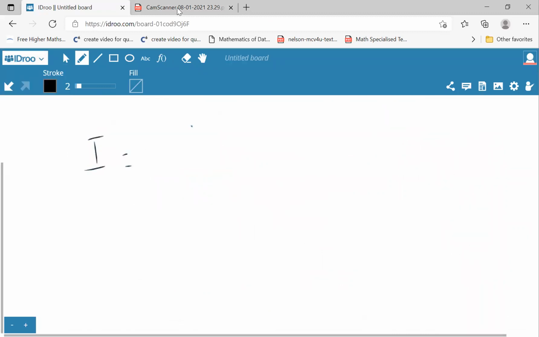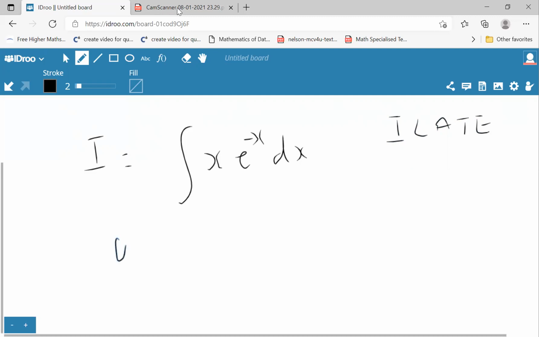I is equal to integration of x e to the power of minus x dx. Now this is of the form integration of u dv. So we can solve this by integration by parts. We can follow the ILATE rule, which stands for inverse, logarithmic, algebraic, trigonometric, exponential. So we can see that the algebraic form comes first. The formula for integration by parts is uv minus integration of v du.